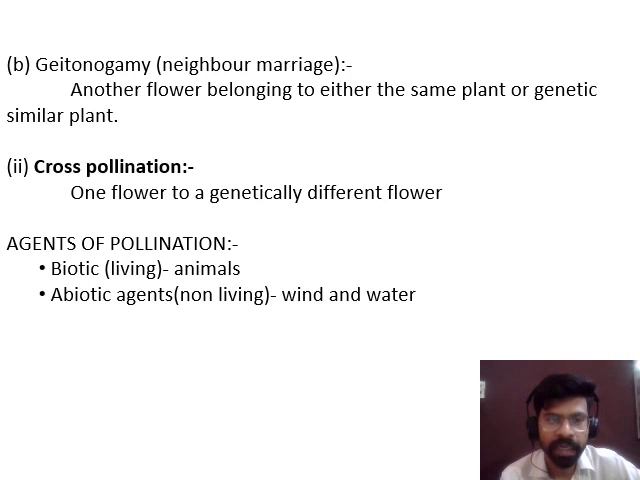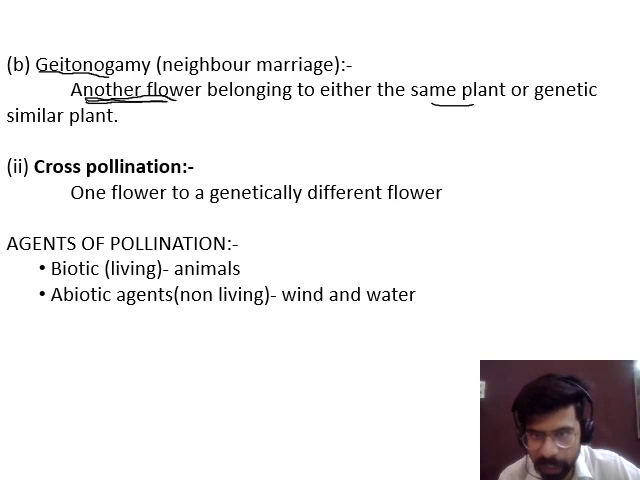Now, geitonogamy. Geitonogamy means neighbor marriage. In the previous slide, it was self marriage, and in geitonogamy it is known as neighbor marriage. The definition starts from the same line: transfer of pollen grain from anther to the stigma of another flower, this one I am underlining, of another flower belonging to either the same plant or a genetically similar plant.